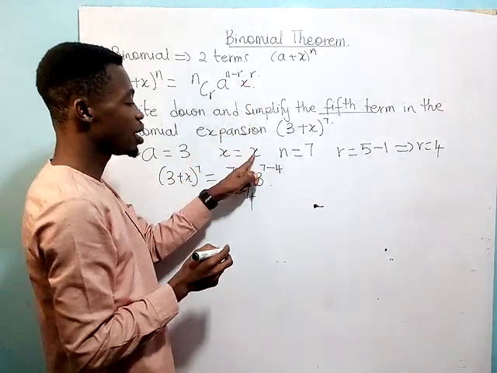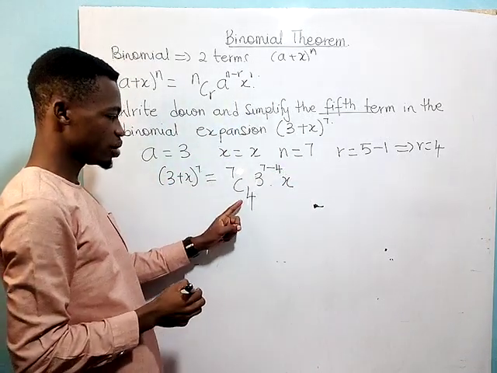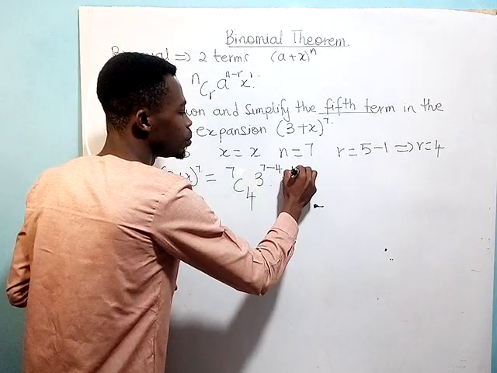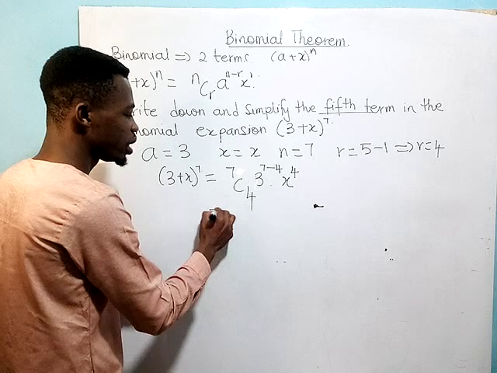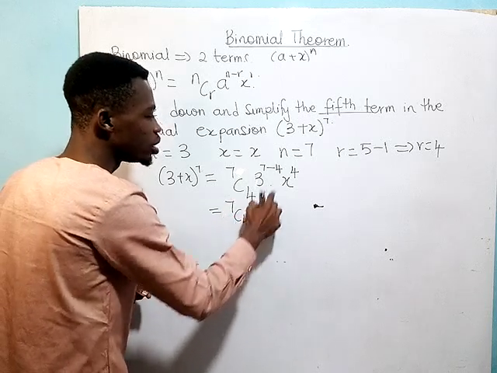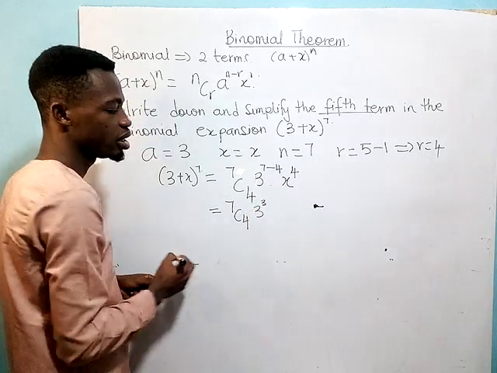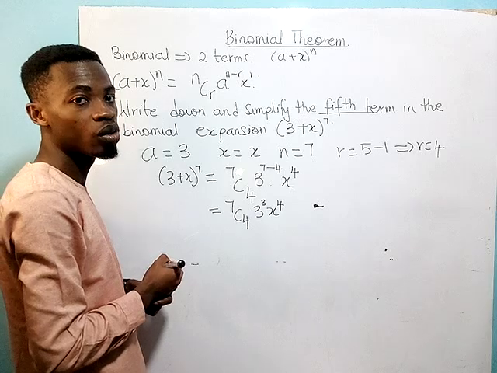Then what is our x? Our x is x to the power r. And what is our r? 4. So when we expand this, we are going to obtain 7 combination 4, 3 to the power 3 here, then x to the power 4.